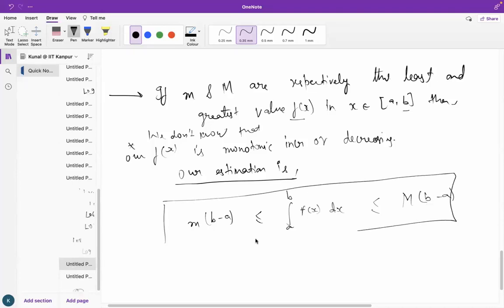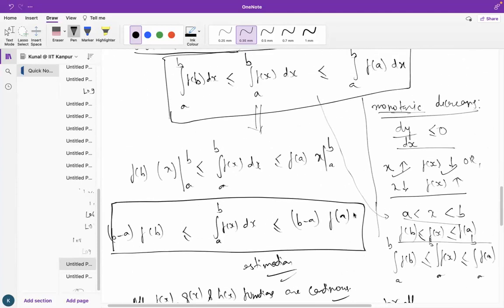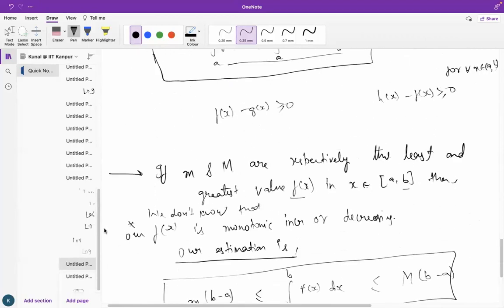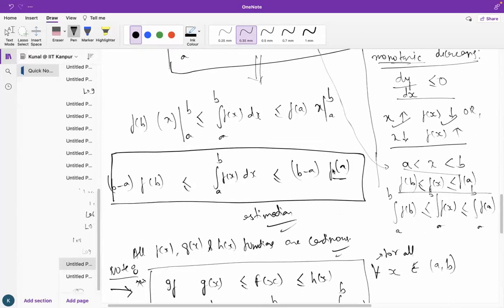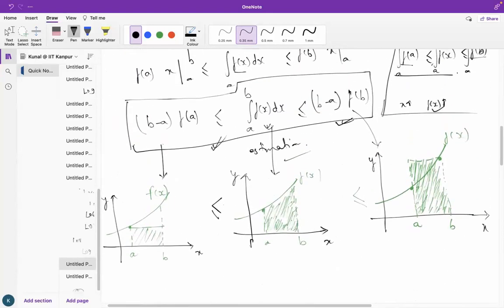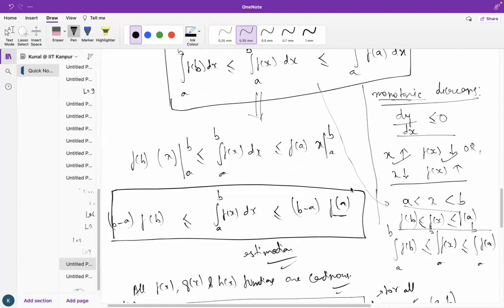So what I am using here is this: we don't know whether our function is monotonic increasing or decreasing, but we know one thing. Like this is our max value. For the monotonic decreasing case, f of a is the maximum value of the function. Look at me here. In the monotonic increasing case, f of b is the maximum value of the function, and f of a is the minimum value. Here also f of b is the minimum value of the function, and f of a is the maximum value of the function.